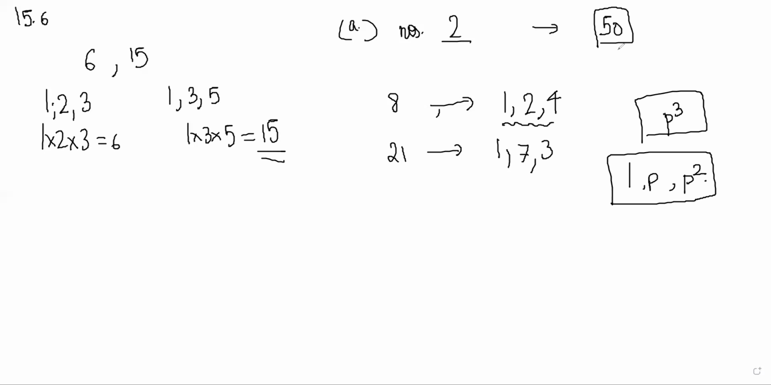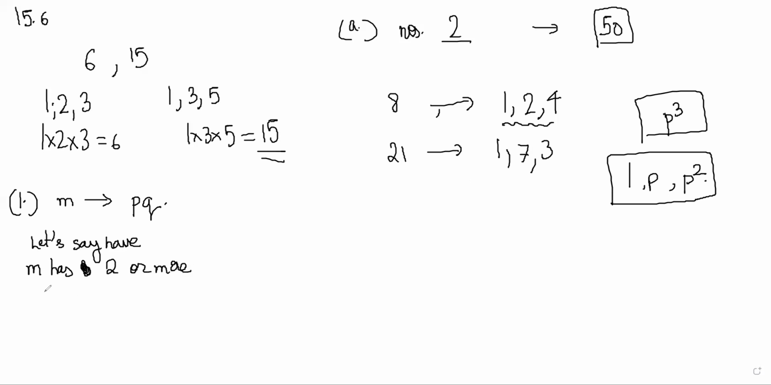Okay, so let's try to prove the first statement, that the M number has to be a product of 2 primes, right? Let's prove that case first, then we'll worry about the cube one, right? So let's say M has 2 or more prime factors, right? So you are saying anyone that has 3 prime factors will not work, right?